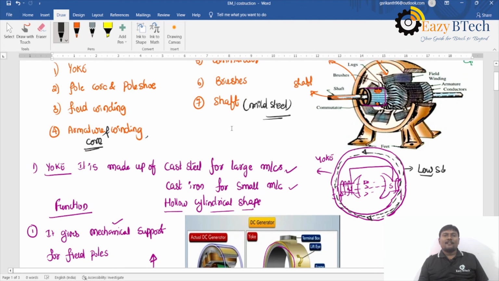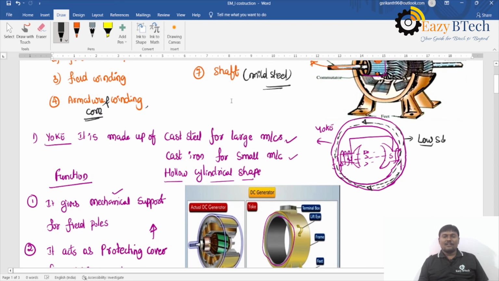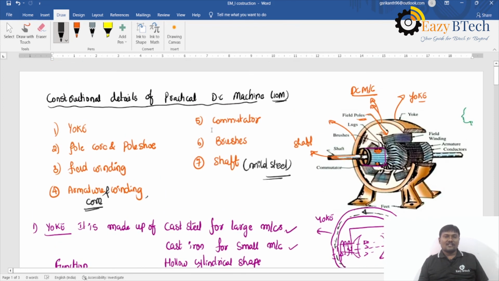The brushes are made up of carbon, and electrographite is used for large and normal rating of machines, and copper graphite is used for large current and low voltage applications. And the shaft is made up of mild steel. So this is about the constructional details of practical DC machines.